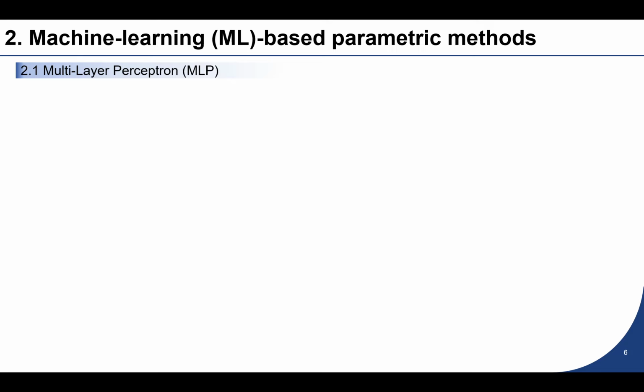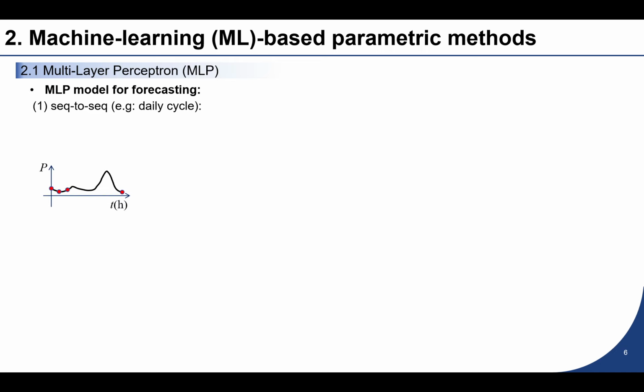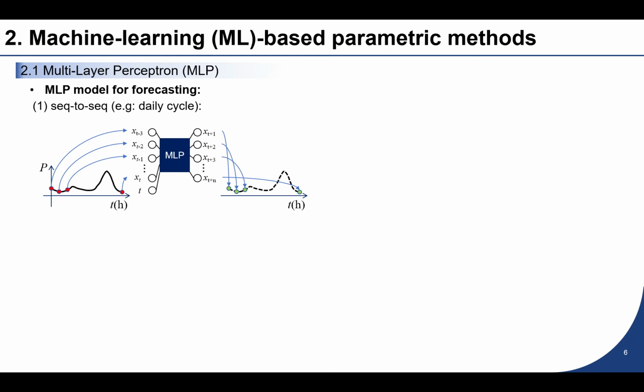Next, let's look at how the MLP can be used for forecasting tasks. In practice, there are two common ways to use an MLP for power prediction. The first approach is sequence-to-sequence forecasting. In this setup, for the daily forecasting task, we feed the past 24-hour profile and other features into the MLP, and the network directly outputs the next 24-hour profile. This approach tends to learn the overall daily shape effectively.